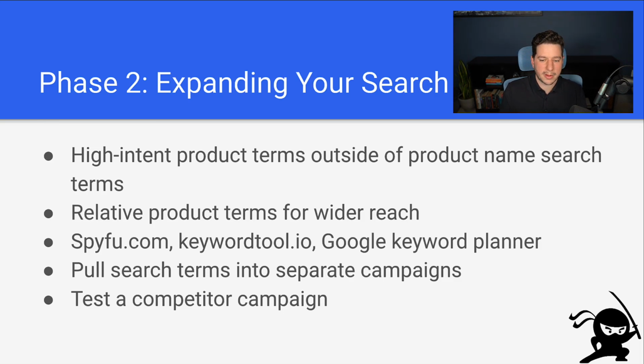A couple tools that we recommend really using: spyfoo.com, keywordtool.io, Google Keyword Planner. Spyfoo is really good for competitor research. You can see if someone's killing it, maybe you got some insider information. I won't say anything. You can use this tool to see what they're already targeting. If they're spending a lot of money on keywords in there, chances are they're probably making more money.